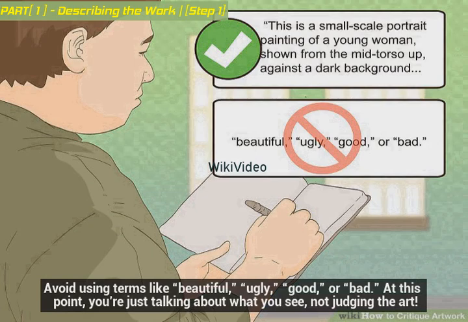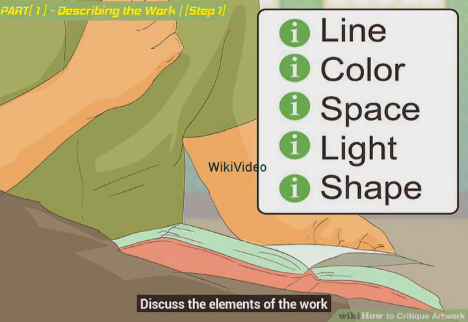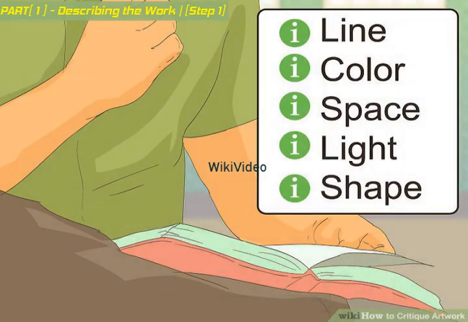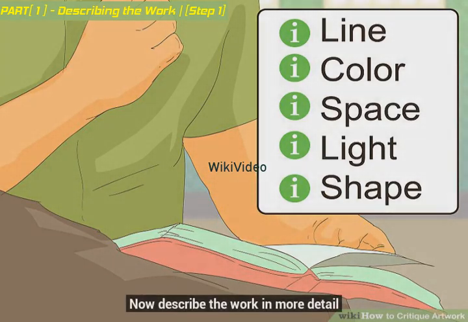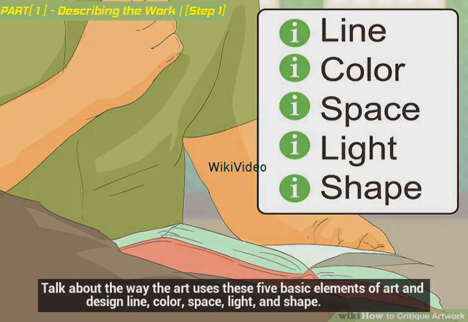Avoid using terms like beautiful, ugly, good, or bad. At this point, you're just talking about what you see, not judging the art. Discuss the elements of the work. Now describe the work in more detail. Talk about the way the art uses these 5 basic elements of art and design: line, color, space, light, and shape.